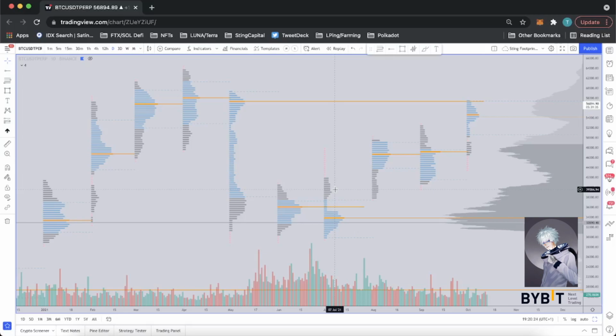And basically, the basis of auction market theory is that we believe that every market is an auction, right? And that it will go lower until it finds the appropriate amount of buyers, and it'll go higher until it finds the appropriate amount of sellers. And the equilibrium point is considered fair value, where 70% of the volume is transacted, and anything outside of that we consider standard deviations from the mean or the norm.